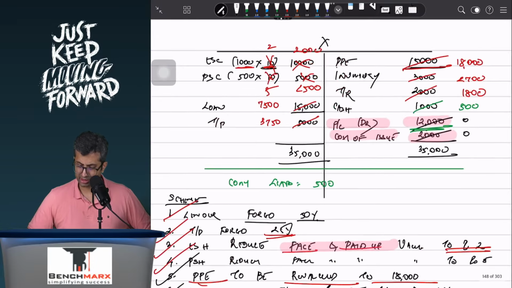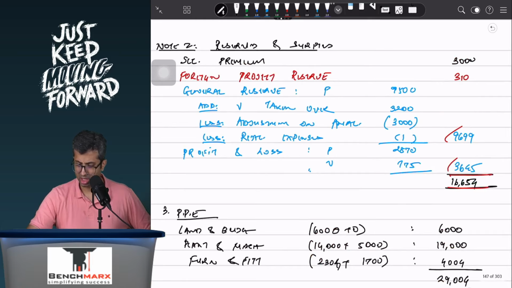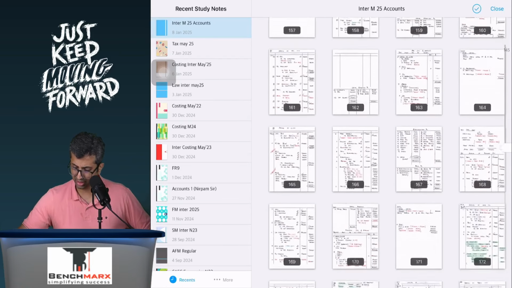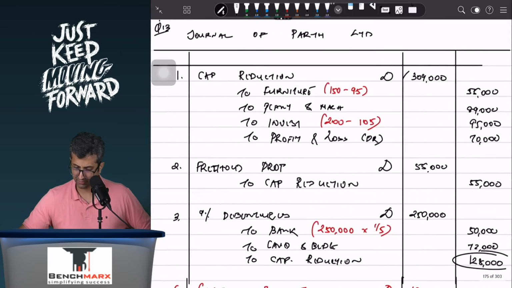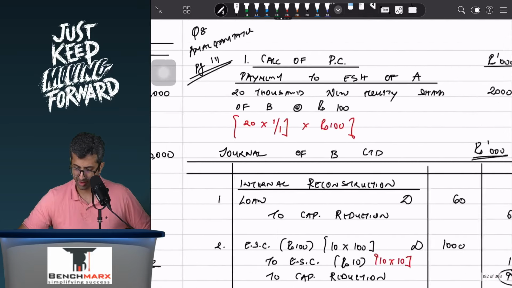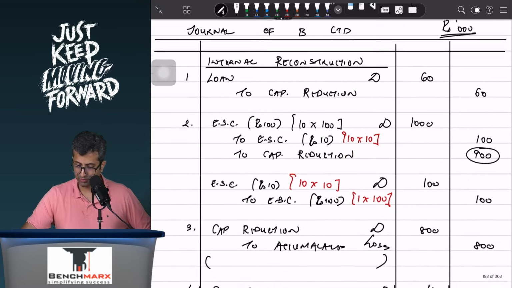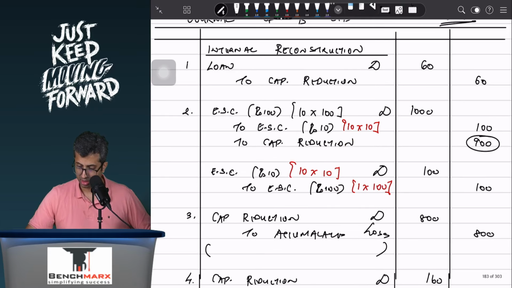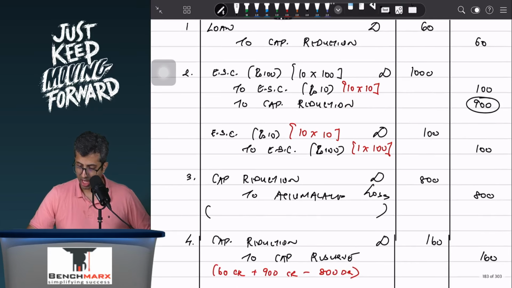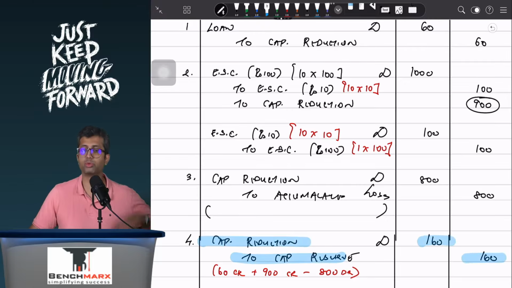Now if I look at question number 8, I think this is done along with capital reduction or internal reconstruction, maybe somewhere at the end over here, if I can find it. Yes, question 8 of amalgamation, where you will first do internal reconstruction, capital reduction, and then you will have the balance of capital reduction being transferred to the capital reserve, which is 160. So after all of this, the balance of capital reduction will be transferred to the capital reserve.